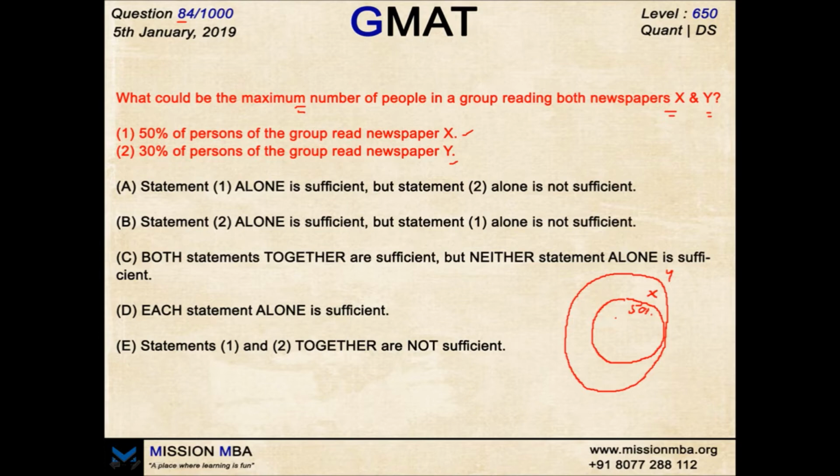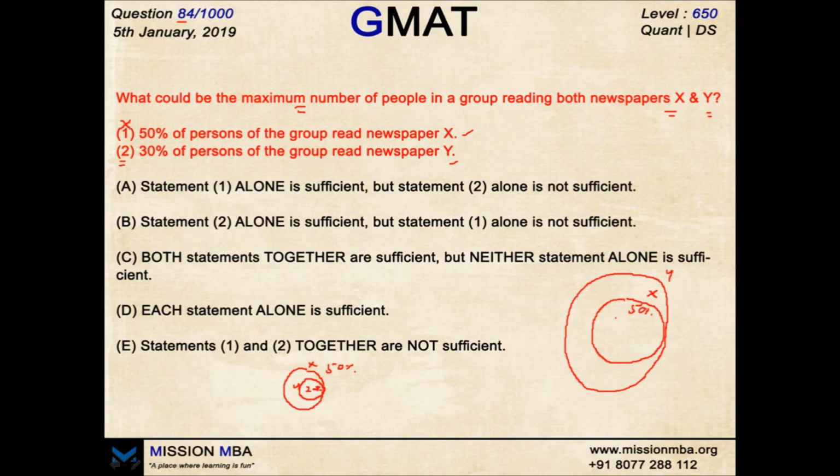So if set Y is greater than 50%, then the maximum intersection is 50%. But if set Y is less than 50%, then 50 is not the maximum percent. Rather, it will be the amount of set Y, because let us say if Y is 20%, then the maximum amount of intersection is going to be 20% when Y goes inside X. So this is of course not sufficient alone, because I need to know the amount of Y also.